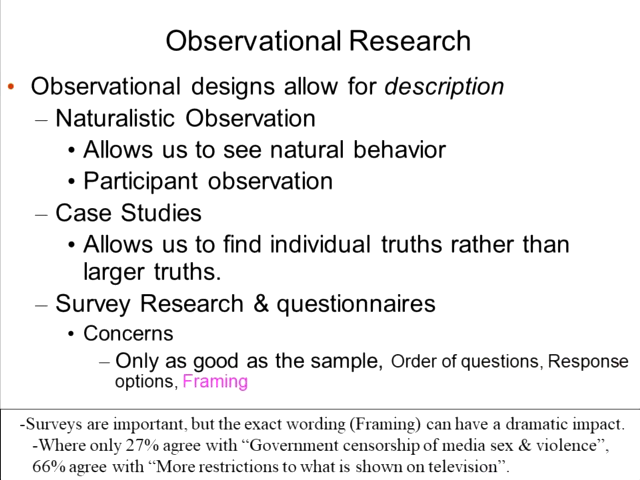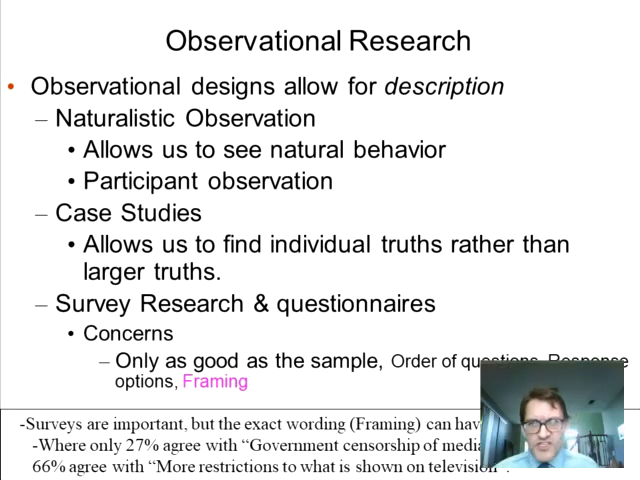And it turns out that the wording in a survey can greatly influence the results you get back. Here's one: 27% agree with government censorship of media, sex, and violence, but 66% think there should be more restrictions on what is shown on television. So how is more restrictions not the same as government censorship? Because censorship is a dirty word and nobody's going to agree to it.